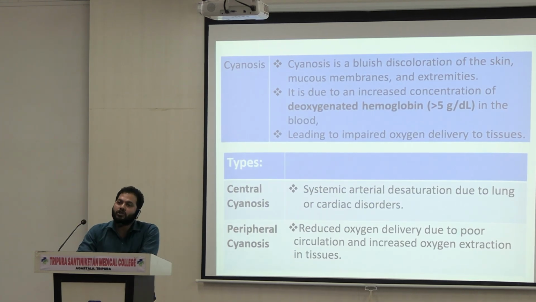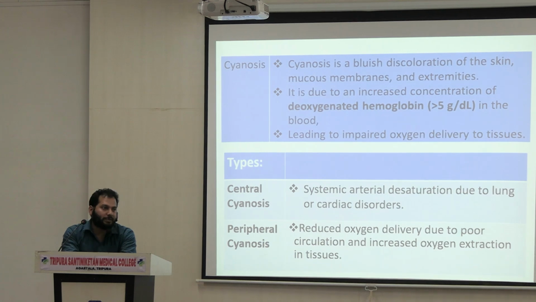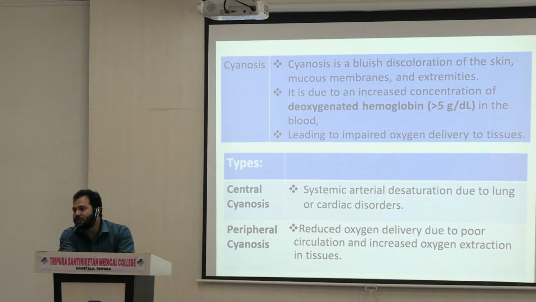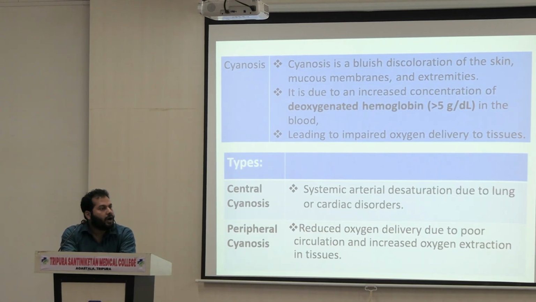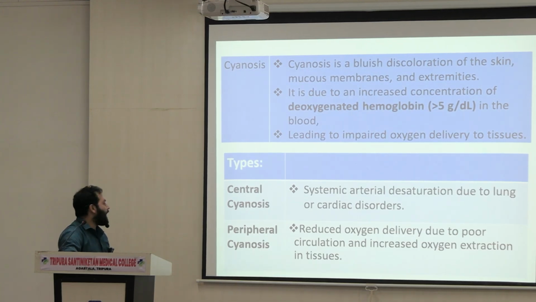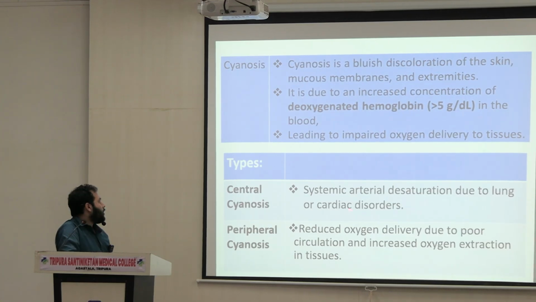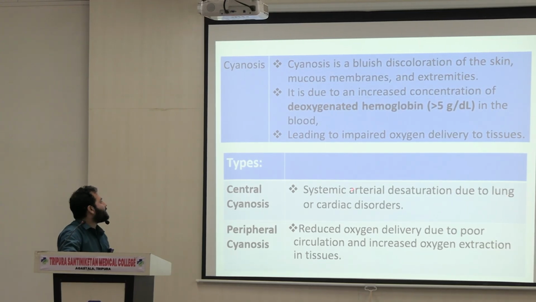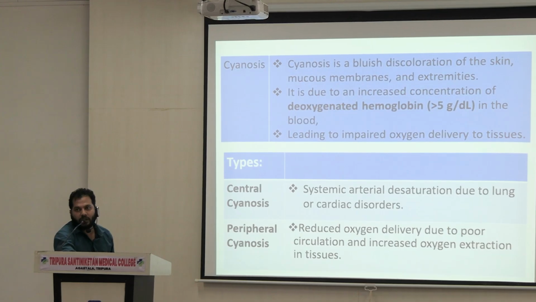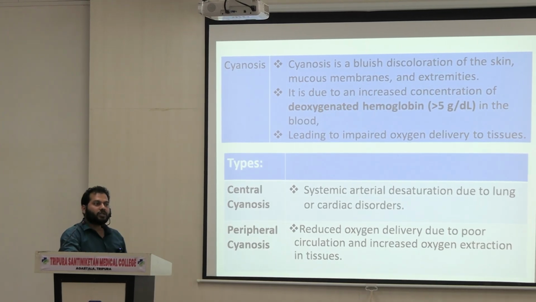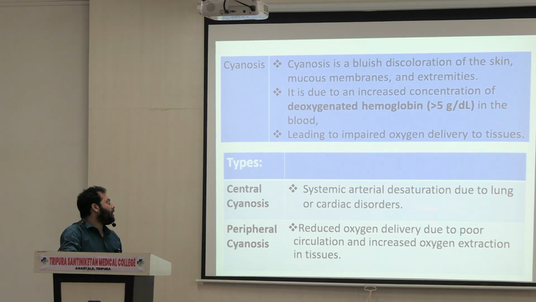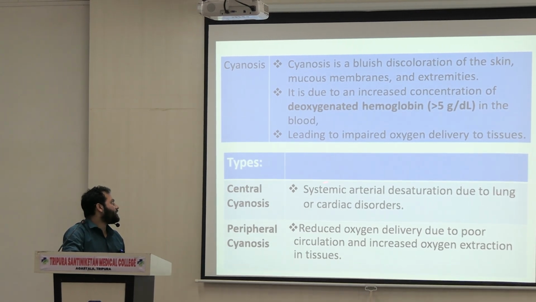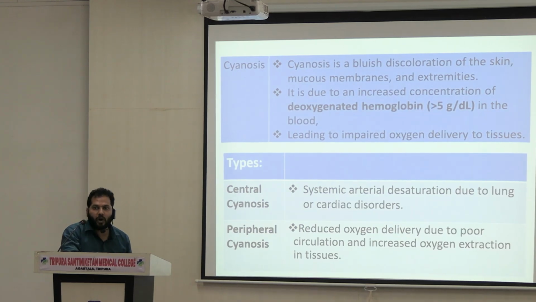Cyanosis can be classified into two types based on some spatial characteristics. So what are the types and what are the characteristics? Cyanosis is mainly central cyanosis and peripheral cyanosis. So how can we differentiate central cyanosis from peripheral? In central cyanosis, due to lung and cardiac disorders, there is a systemic arterial desaturation. A very important characteristic feature.